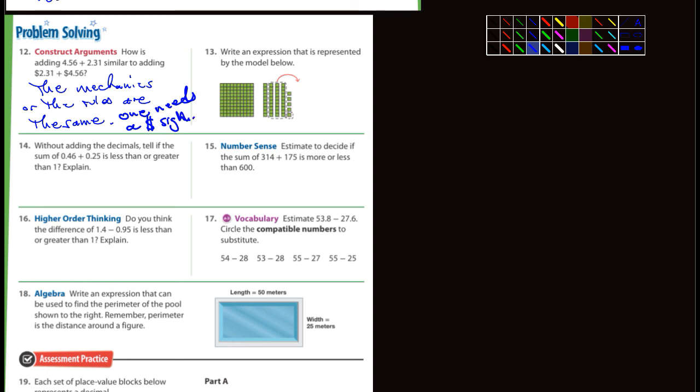Okay, write an expression that is represented by the model below. So I'm looking at number 13 here. I don't know what that little arrow represents. I'm guessing subtraction, like we're taking that away. So what have we got here? We have 1, and then it looks like a 10th left. Well, actually, let's do the whole thing first if we're subtracting here. So here's 1, 2, 3, 4, 5. 1, 2, 3, 4, 5.